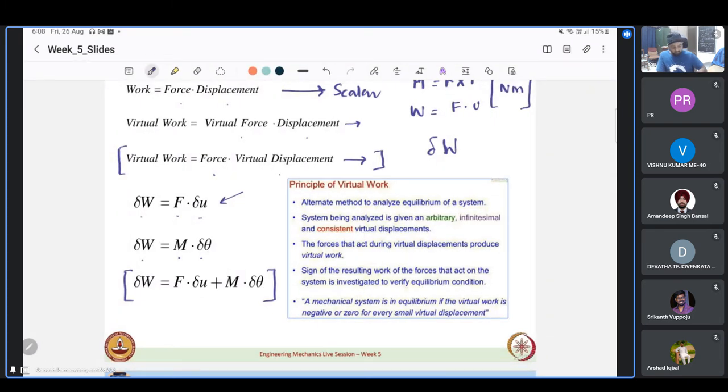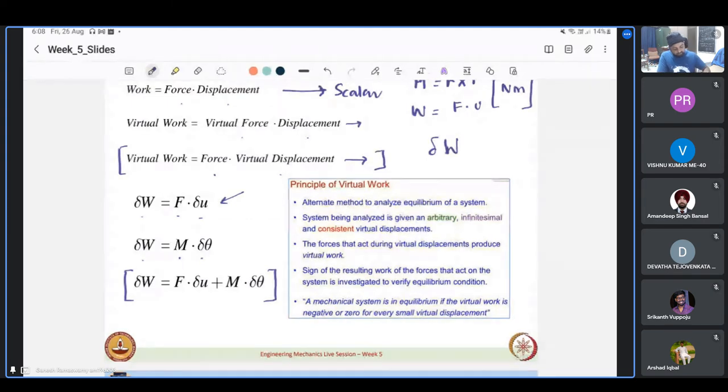But in general, we don't go ahead and separate them out. We just say a generalized force system. A generalized force system means it could have moment as well as forces. All these come under a generalized force system category.